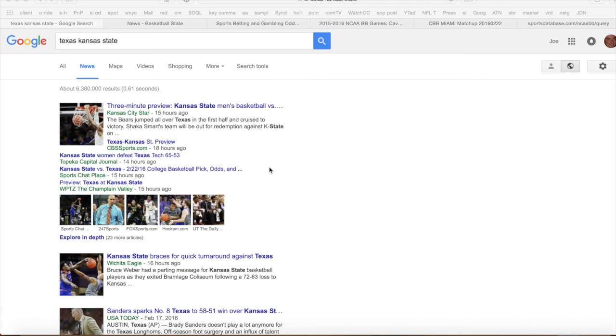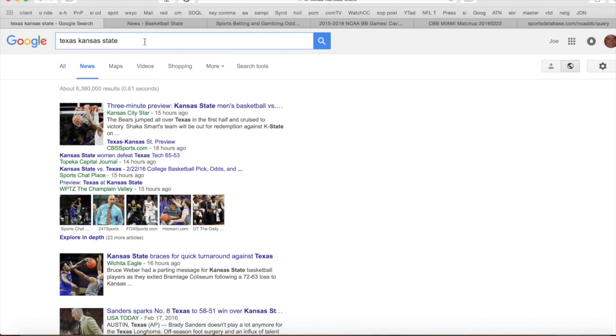One of the first things to do, if we want to look up more information on a specific game, is enter it into the search engine, but instead of going to Google, we go to Google News, which is news.google.com. And as you can see, I entered Texas against Kansas State.